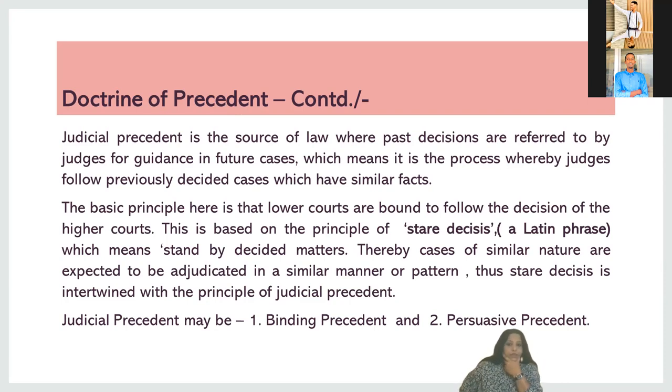So judicial precedent is a source of law where past decisions are referred to by the judges for guidance in future cases, which means it is a process whereby judges follow previously decided cases which have similar facts. The basic principle here is that the lower courts are bound to follow the decisions of the higher courts. So this is based on the principle of stare decisis. Listen to me carefully. This is very important.